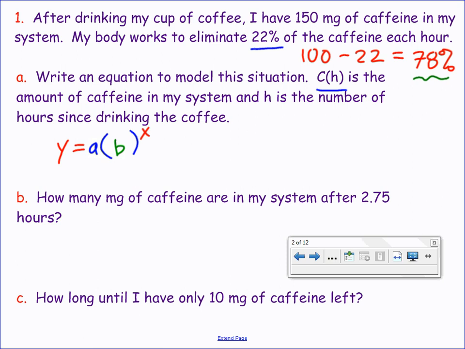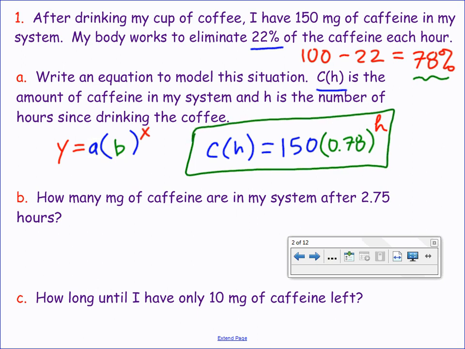All right, let's go ahead and rename that y equation C of H. So C of H will be given by A, my initial value. My initial value was 150 milligrams. My percent remaining is 78, so my base B is 0.78. And then to the x, my variable's up in the exponent. Oh, sorry, it's not going to be x, is it? It's going to be H for the number of hours since I drank my coffee. So we'll use H for our independent variable. Awesome.